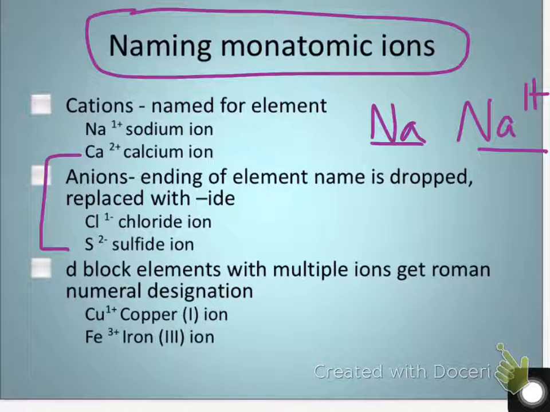Anions, we drop the ending of the element name and we put in IDE. So a chlorine atom forms a chloride ion. A sulfur atom forms a sulfide ion. So what would that be called? Oxide ion, right.